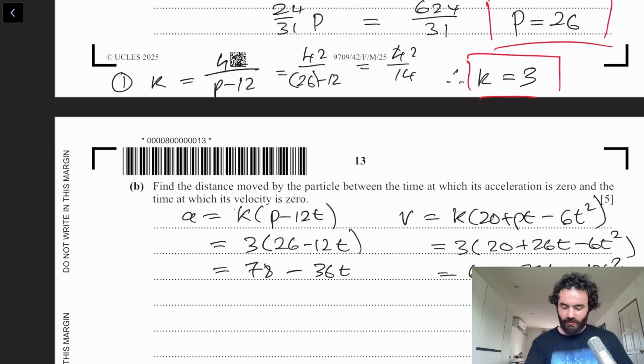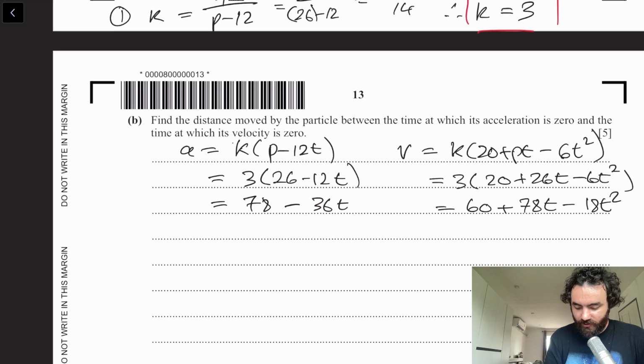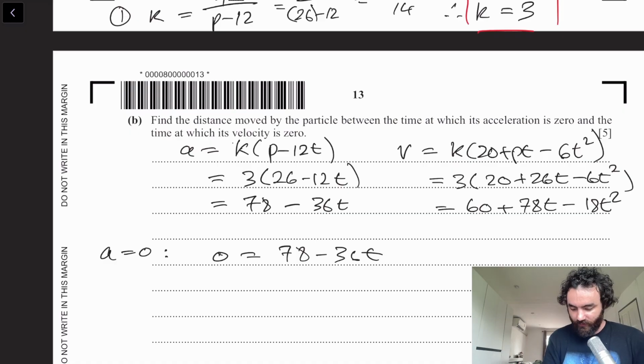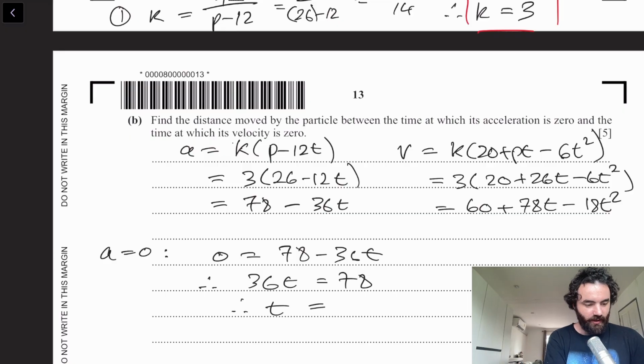Okay, I'm just getting the equations for acceleration and velocity. Find the distance moved by the particle between the time at which its acceleration is 0 and the time at which its velocity is 0. So let's find out when those times are. When the acceleration is 0, we get 0 equals 78 minus 36t. So 36t equals 78, so t equals 78 divided by 36, which is 13 over 6 seconds.